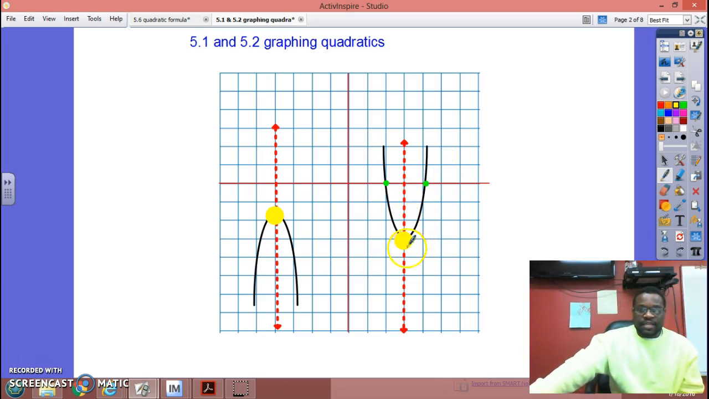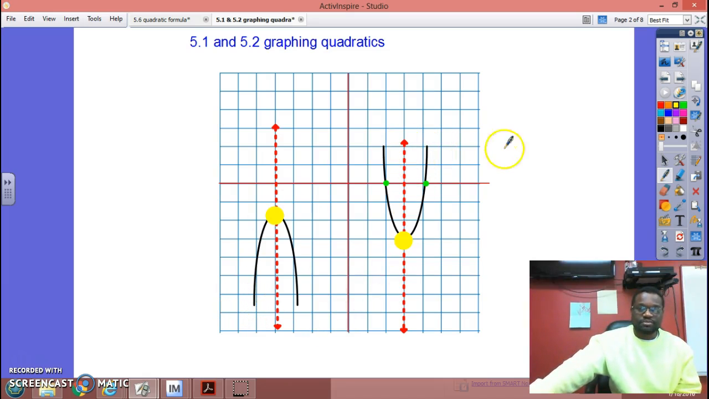Now, if this thing opens up, our vertex is called a minimum. Why? Because it's the lowest point. Kind of makes sense to me. If it opens down like this, it's called a maximum. Why? Because it's the highest point. A lot of people get confused because, look, it's down below the x-axis. But I'm talking about as far as this shape, it's the highest point for this shape. As far as this shape, it's the lowest point for this shape. Okay? Now, how do you know if it's going to open up or open down? We'll talk about that in a second.